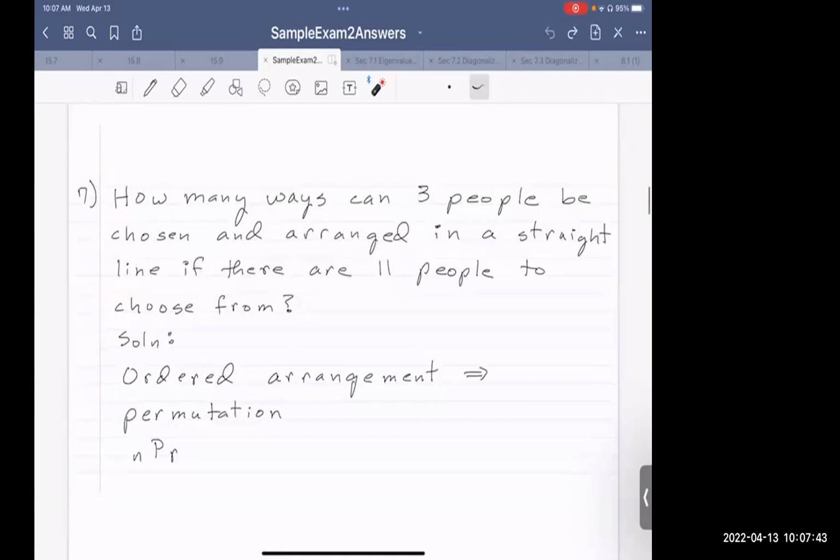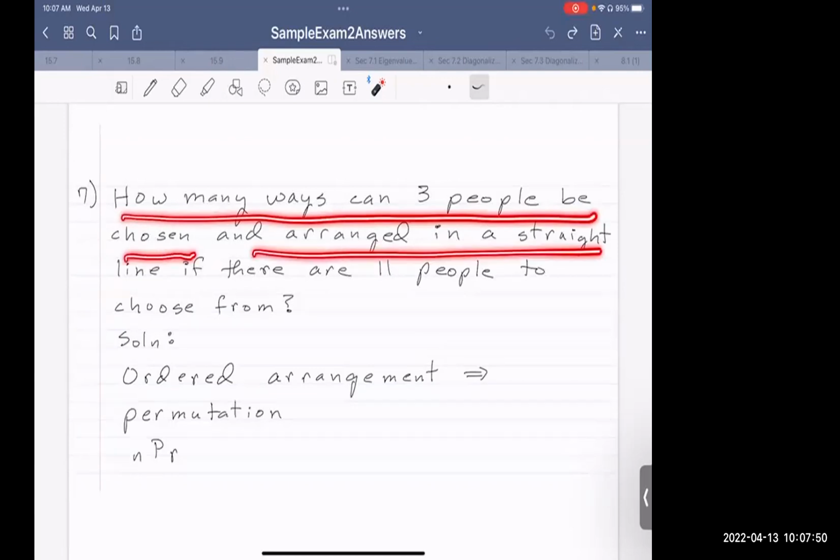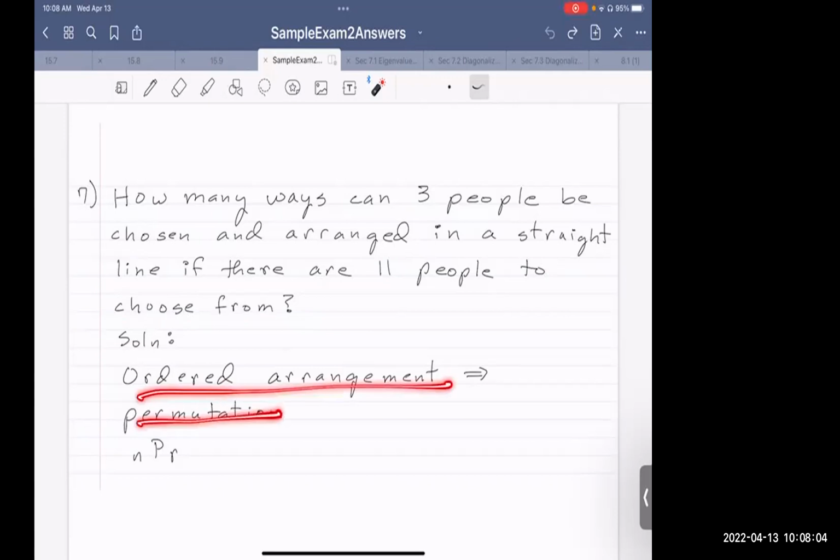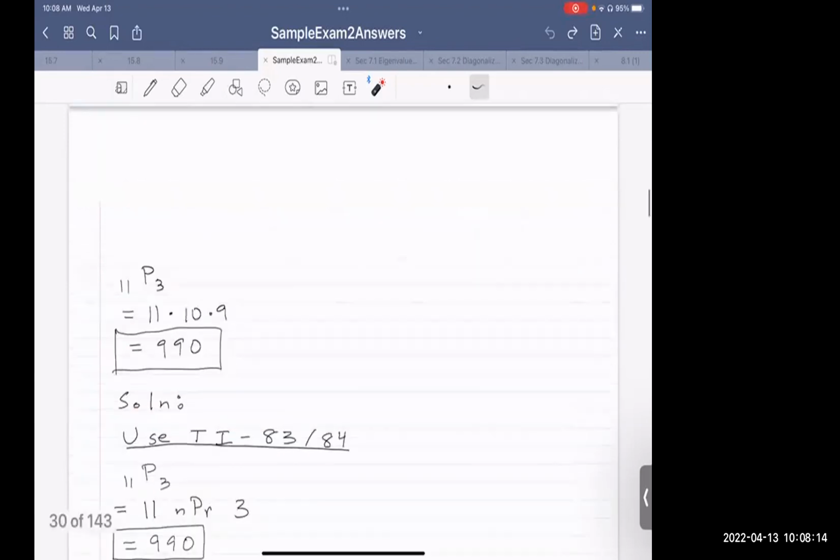Problem number 7. How many ways can 3 people be chosen and arranged in a straight line if there are 11 people to choose from? And so this is going to be an ordered arrangement. And so we're going to be using a permutation. So I'm going to look at nPr. And so I have 11 and I'm choosing 3 of them.